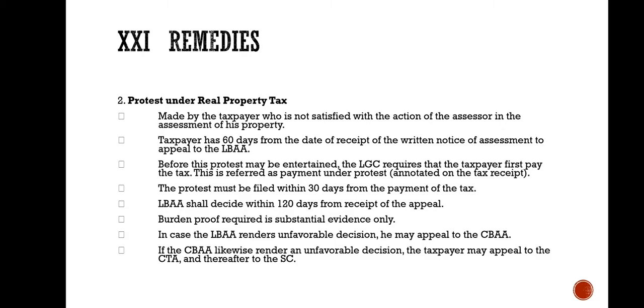In case the local board of assessment appeals renders an unfavorable decision, he may appeal to the central board of assessment appeals. So, if the central board of assessment appeals likewise renders an unfavorable decision, the taxpayer may appeal to the Court of Tax Appeals and thereafter to the Supreme Court.